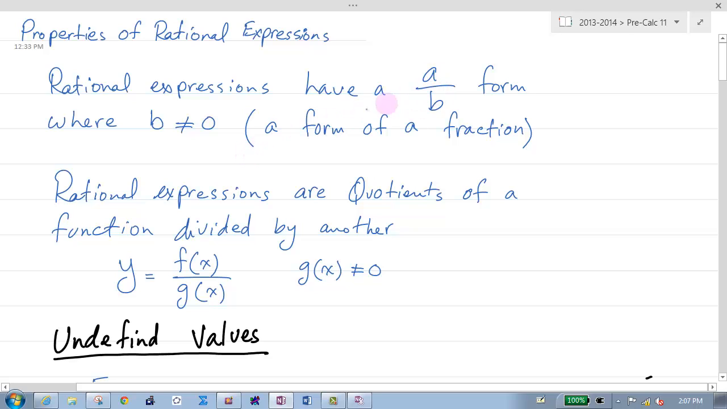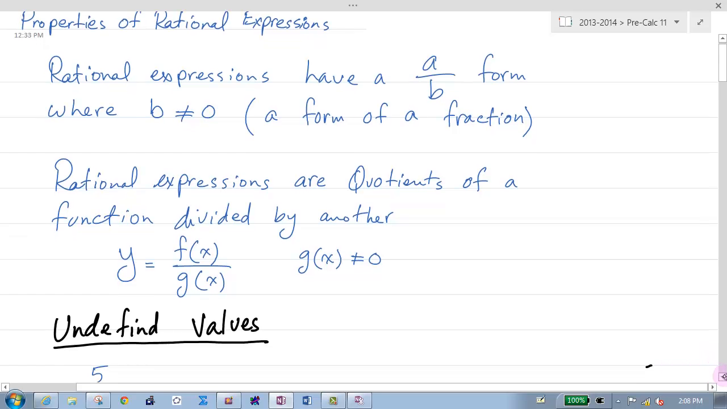And rational functions or rational expressions have the form of a fraction, something divided by something else. So we can say the rational expressions are quotients of one function divided by another. In other words, y is equal to f of x over g of x, two functions of x, right? Where the denominator, that's g of x, cannot be equal to 0. Fair enough?